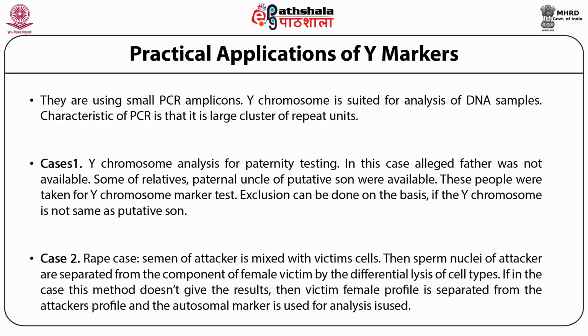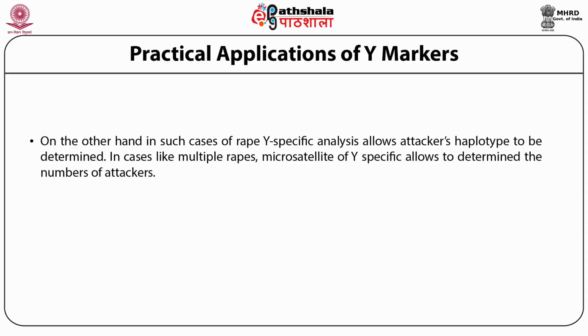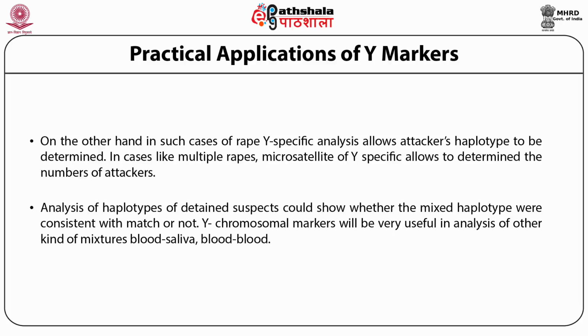In the second case, that of a rape case, the semen of the attacker is mixed with victim cells, so the sperm nuclei of the attacker are separated from the components of the female victim by differential lysis of cell types. If this method doesn't give a result, then the victim female's profile is separated from the attacker's profile and autosomal markers are used for analysis. On the other hand, in such cases of rape, Y-specific analysis allows the attacker's haplotype to be determined. In cases like multiple rapes, Y-specific microsatellites allow the number of attackers to be determined. Y chromosomal markers will also be very useful in analysis of other kinds of mixtures, such as blood, saliva and blood composition.